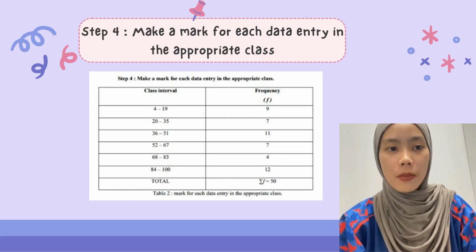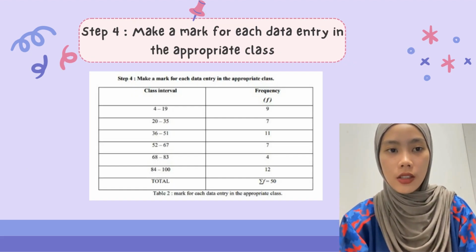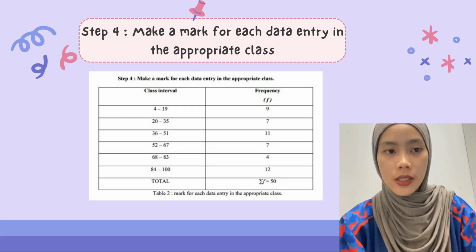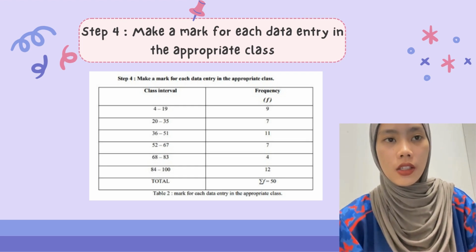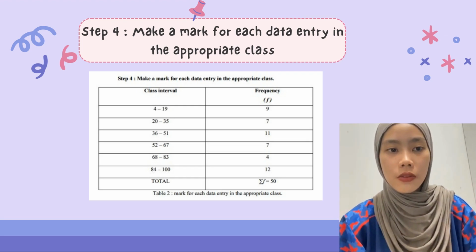Step 4. Make a mark for each data entry in the appropriate class. This step is to calculate the score. You must make a tally with straight lines, so the final answer is 50.